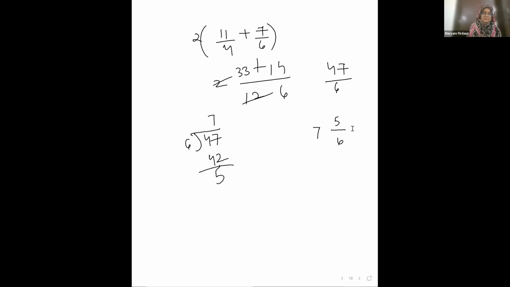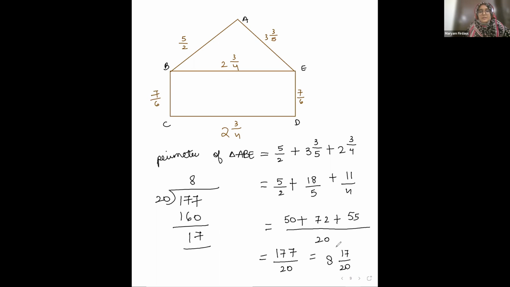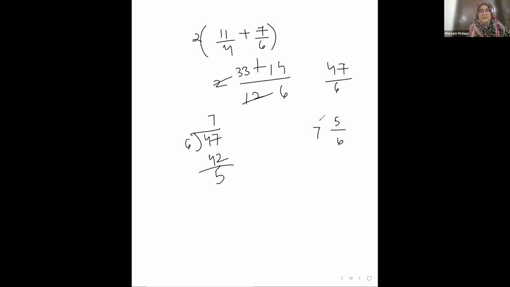Okay. So, for the question, Hiba, to find out which is greater, we have to first convert it into an improper fraction. Actually, you don't really have to, Hiba. What is the answer of this? This is 8, 17 by 20. This is 7, 5 by 6. What does that mean? Let me show you.